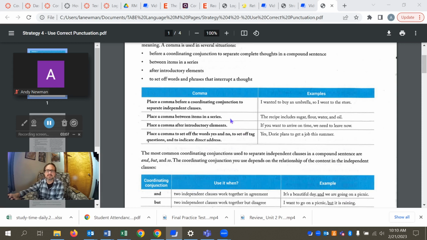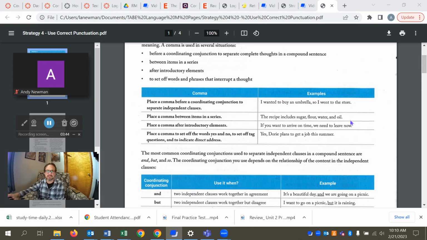Okay, placing commas between items in a series. The recipe includes sugar, flour, water, and oil. Make sure that the second to the last thing in the list that precedes the and also has a comma after it. Sometimes in writing you may see it written without this last comma, which is called the Oxford comma, but certainly for the purposes of the TABE and GED, they want you to use the Oxford comma, the one that comes after the second to last word, just because it helps achieve a lot more clarity in writing.